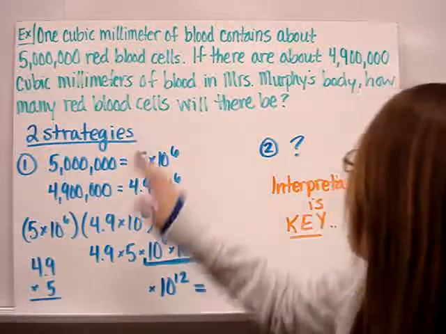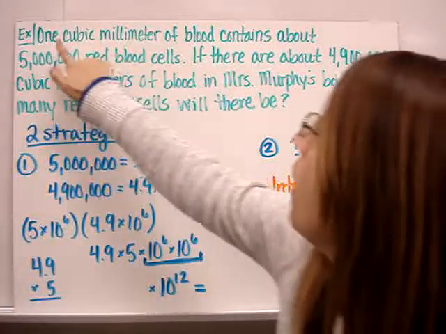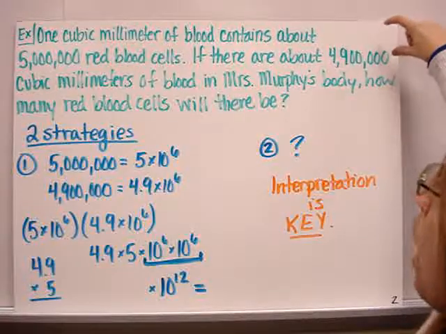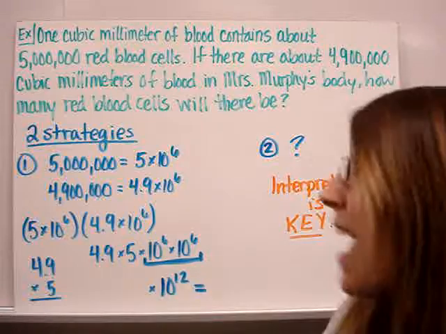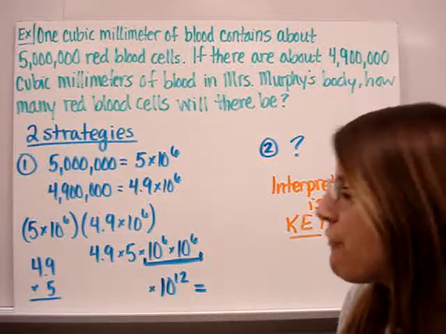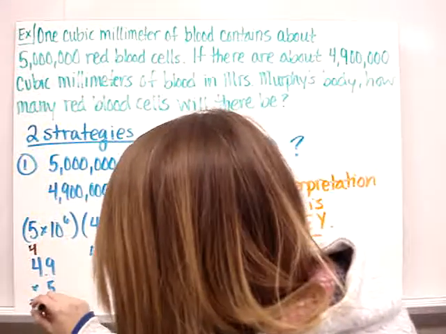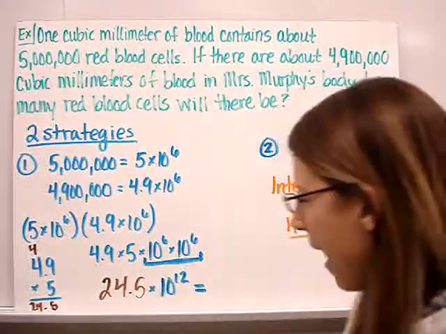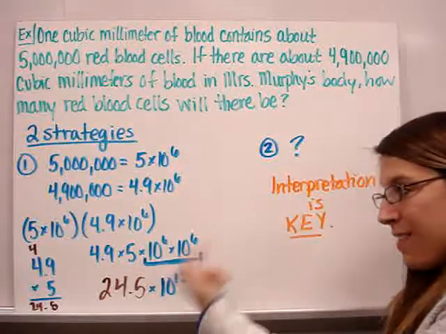And so in order to find out the number of red blood cells, I am going to multiply, because I know how much is in 1 cubic millimeter. If I multiply that by the number of cubic millimeters, I will find out how many blood cells there are. So I would multiply here, and again, I would use that commutative property. I want to multiply 4.9 by 5 first, and that gives me 24.5. So 24.5 times 10 to the 12th, because 10 to the 6th times 10 to the 6th, same base, add the powers, 10 to the 12th.